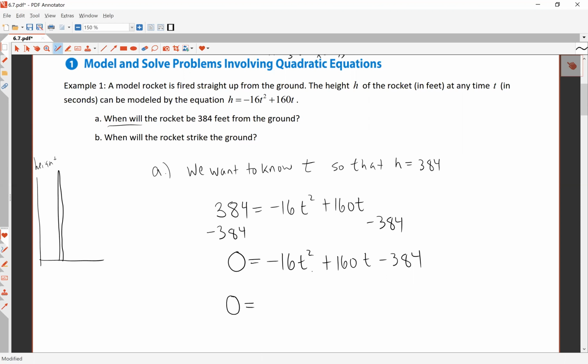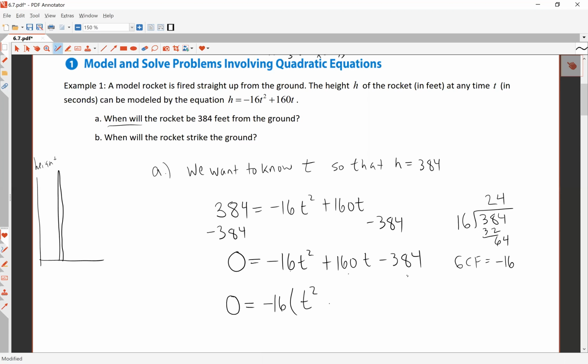The question is, does 16 go into 384? Because 16 goes into 160, but what about 384? 16 goes into 38 twice. The remainder is 6, that's 64, so it goes in there 24 times. So the GCF that we're going to factor out is going to be negative 16.